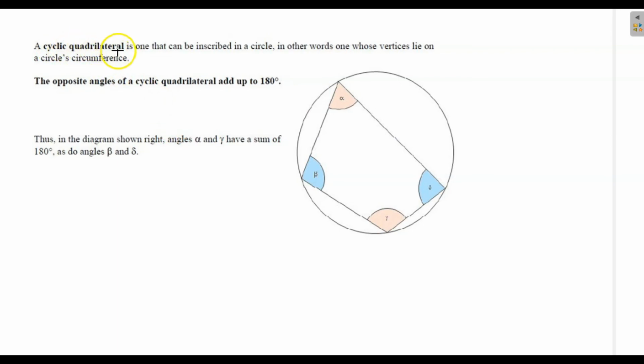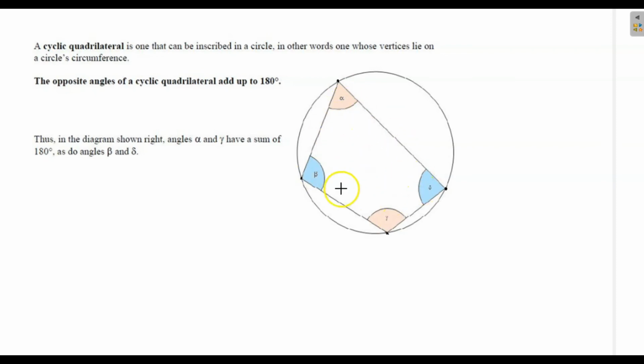The cyclic quadrilateral theorem. Now someone may ask, what then is a cyclic quadrilateral? It is one that can be inscribed in a circle. In other words, one whose vertices lie on the circle's circumference. So if you have any circle drawn and you have a quadrilateral drawn in it, for which all the vertices of the quadrilateral have been drawn to touch the circumference of the circle, then we say that the shape gives you a cyclic quadrilateral. A cyclic quadrilateral.